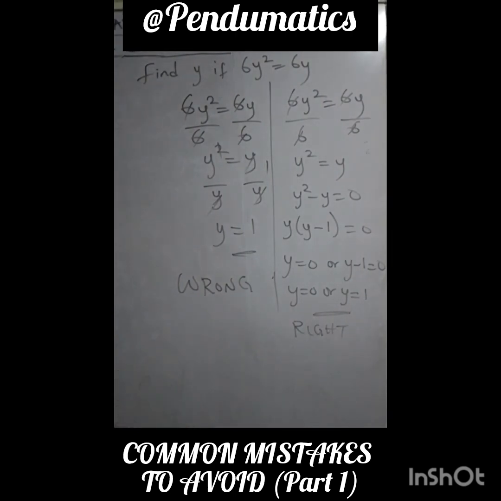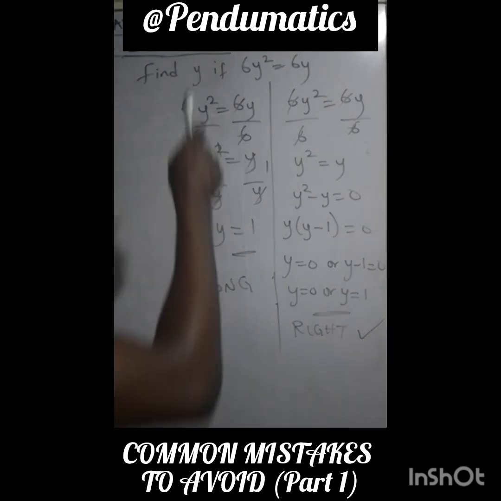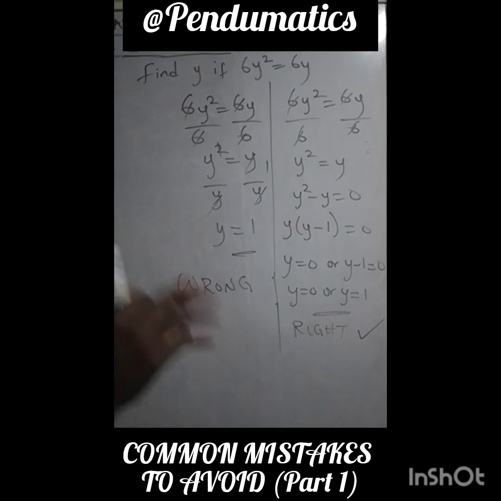Alright, you can see now that we have two values of y that will satisfy this original equation. So this is the right way to solve it, not this, because this gives you an incomplete solution. This gives you only one value of y, but this gives you the complete solution, bringing out both possible values of y. And since this is a quadratic equation, you should have two values of y, or two values of your variable. So take note of these.